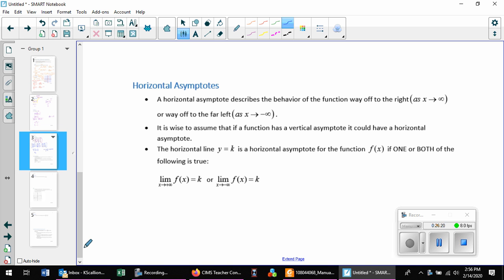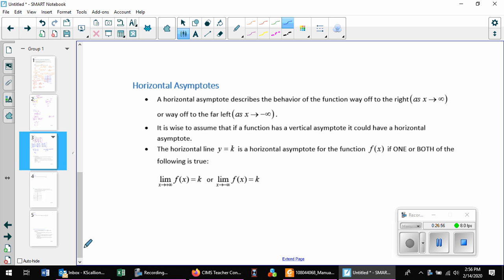Okay, horizontal asymptotes describe the behavior as x approaches infinity, which we talked about way off to our left, negative infinity. Wise to assume that if a function has a vertical asymptote, chances are it probably has a horizontal. Not always, but it does. The horizontal line y equals k is a horizontal asymptote for the function if one of the following is true: f of x is going to k as x goes to infinity or negative infinity. Oh no, it's just what we just found. So that's kind of like the mathy part of it, but I think we understand it better when we do talking about it.